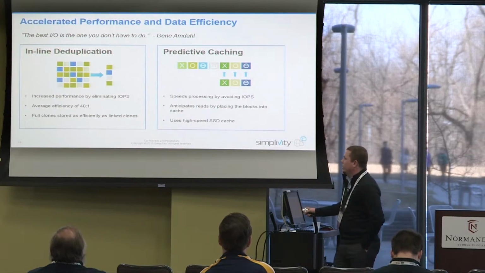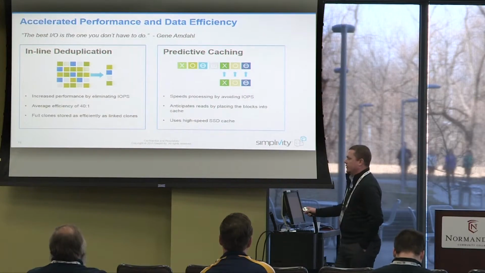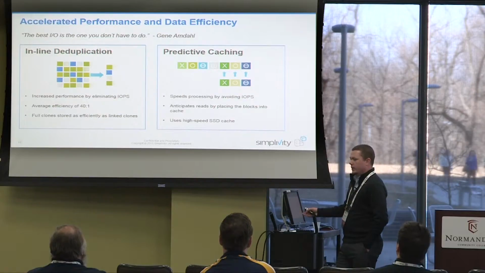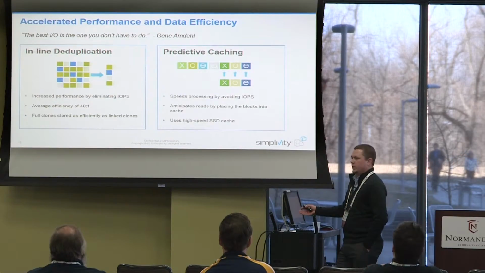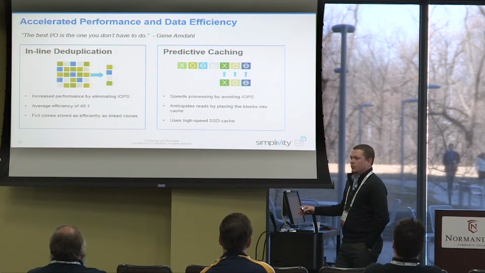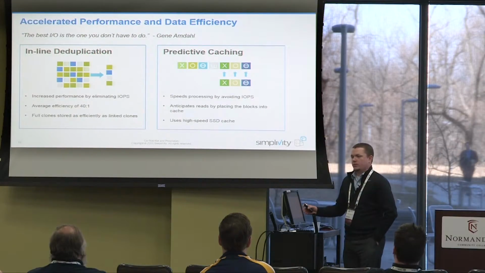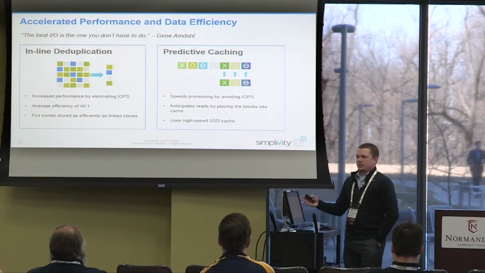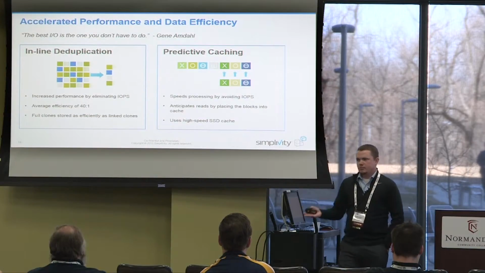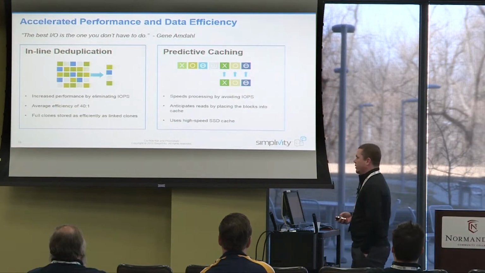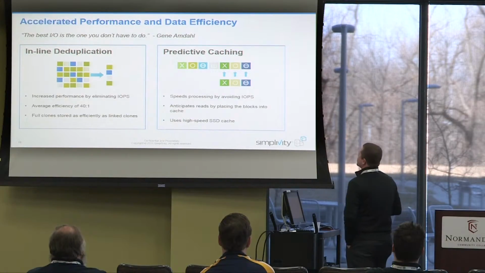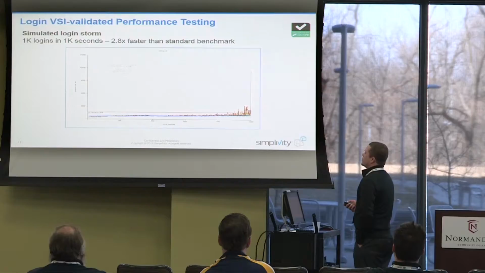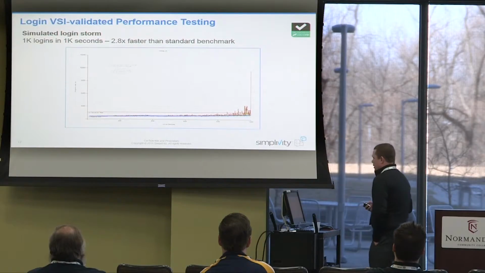The other way that we minimize I/O is through predictive caching. We have an algorithm that will look at what's being done in I/O and promote the most frequently accessed blocks into cache. That way, instead of having to go down to disk, it's much, much faster, because we're doing it through memory or SSD cache. And that segues into this graph.